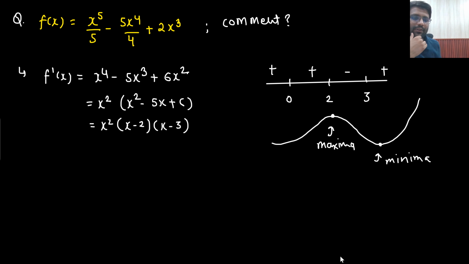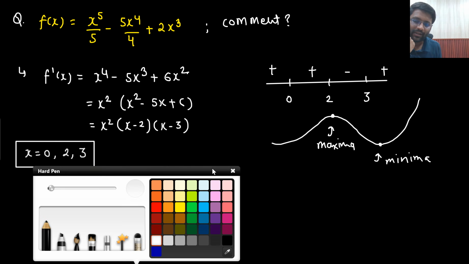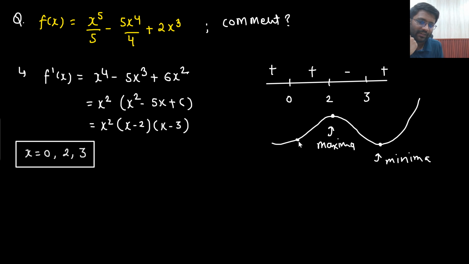What analysis do I want to do? I have got 3 points. My points of consideration are 0, 2, 3. These are my matter of concern. And x equals to 0 will be the point of inflection, or saddle point, whatever you can call it. Along with that, you can call it saddle point as well, or better, let's call it saddle point.